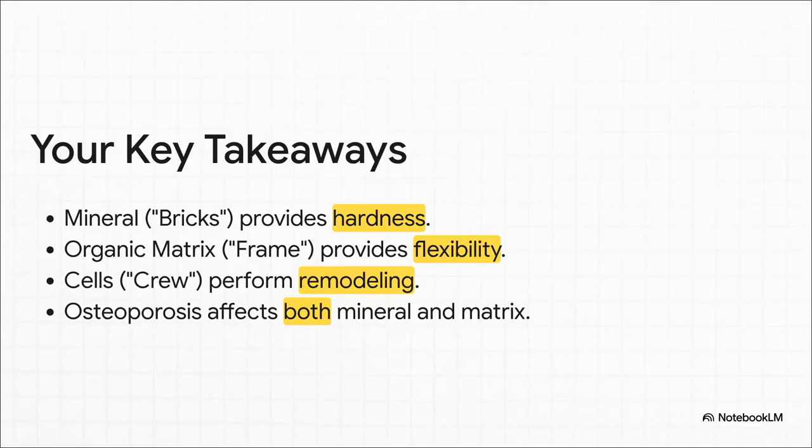So, let's wrap this up and look at our final blueprint. The big takeaway here is to think of bone as a system with those three parts. You've got the mineral bricks for hardness, you've got the organic frame for flexibility, and you have the cellular crew doing the constant remodeling. Most disorders pick on one of these specifically, but osteoporosis, that's the big one that affects both the bricks and the frame, leading to a massive loss of bone quantity and quality.